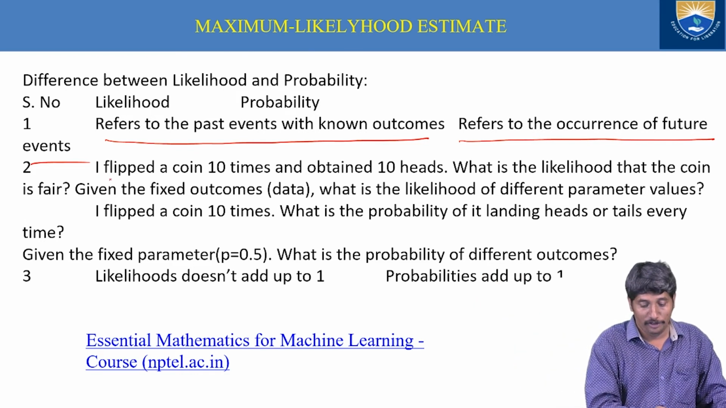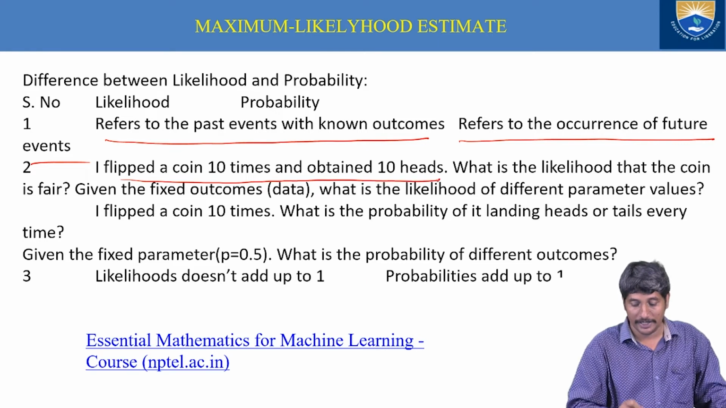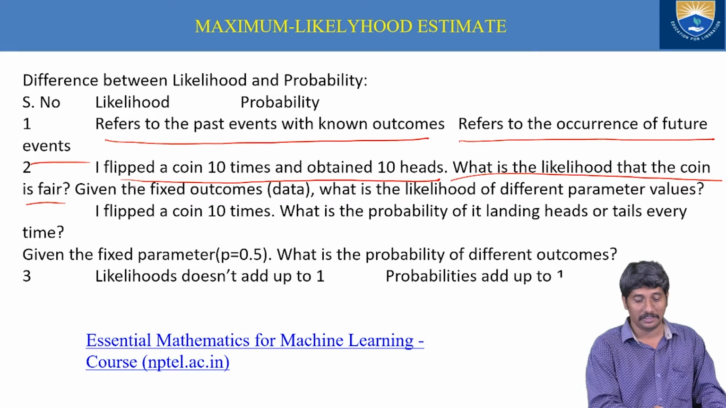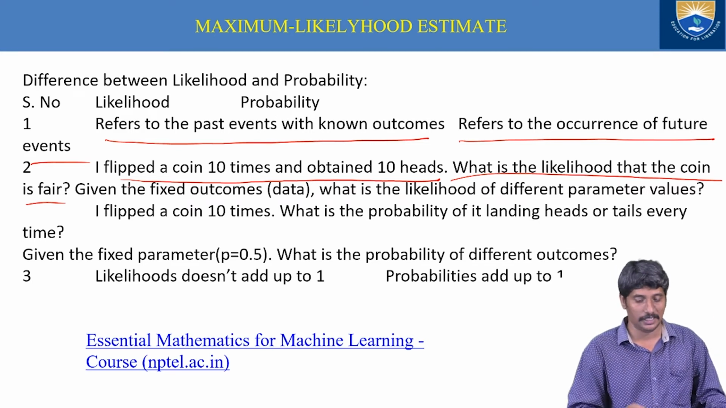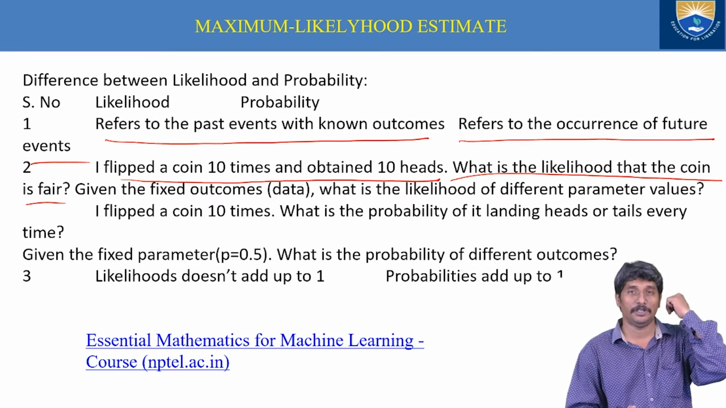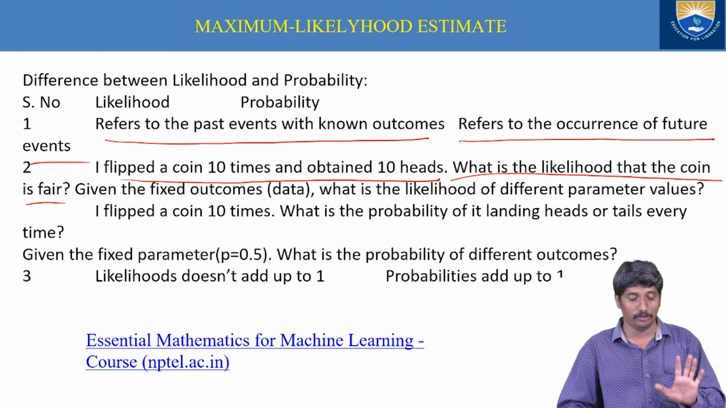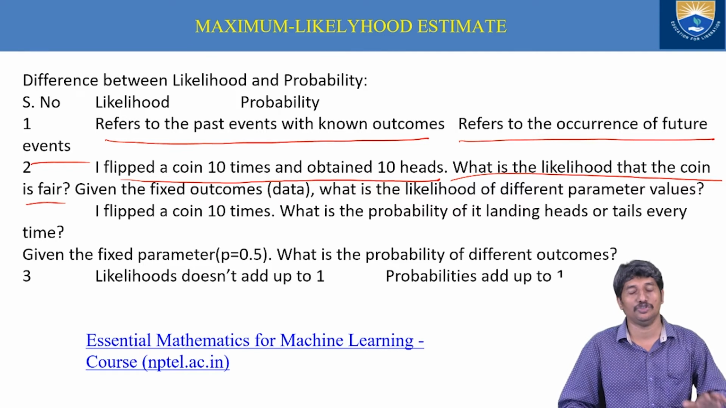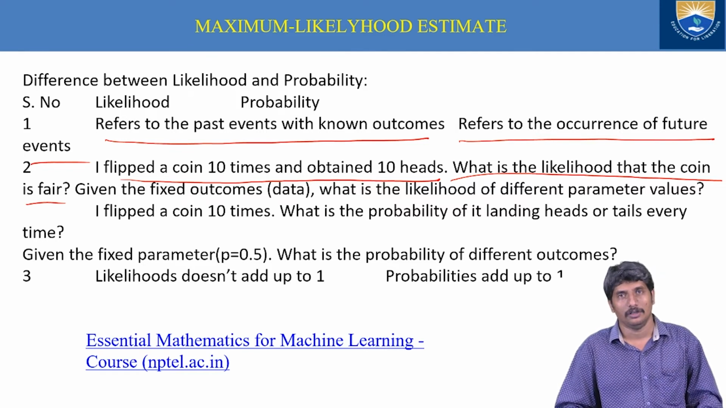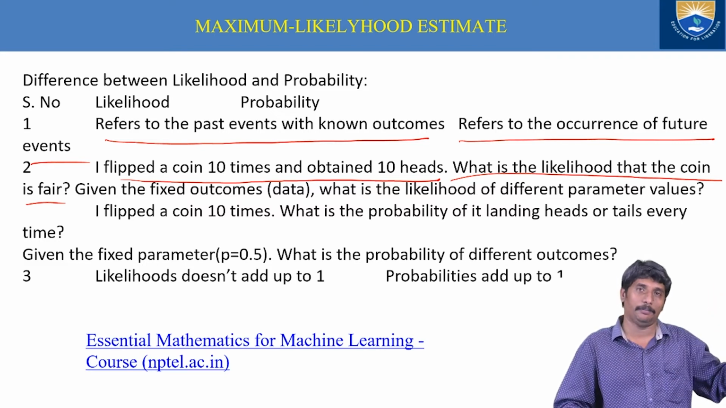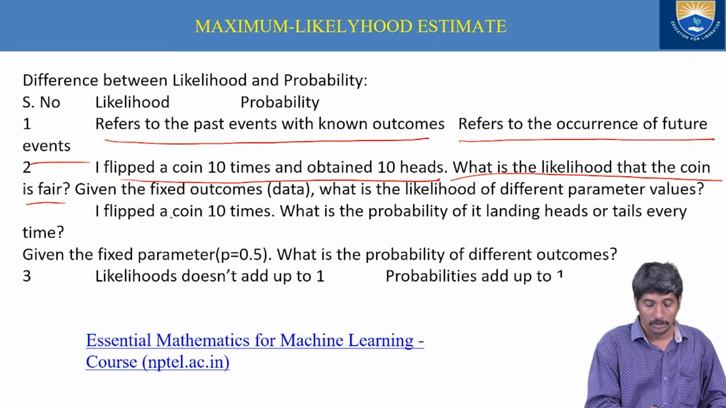Here, I flipped a coin 10 times and obtained 10 heads. What is the likelihood that the coin is fair? That means here the game is already done. He is telling what he has done. He flipped 10 coins and the results are 10 heads. What is the likelihood that the given coin is fair? There is no cheating in the coin. That means it is about something already happened. 10 coins are tossed and 10 heads are obtained. Then he is asking a query about the coin, that is about likelihood.